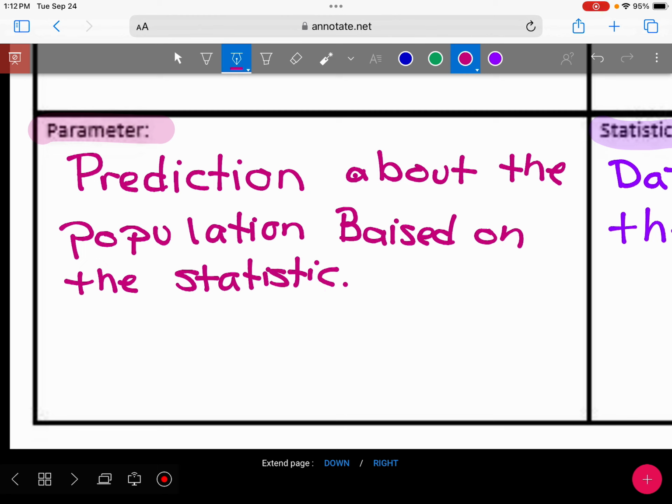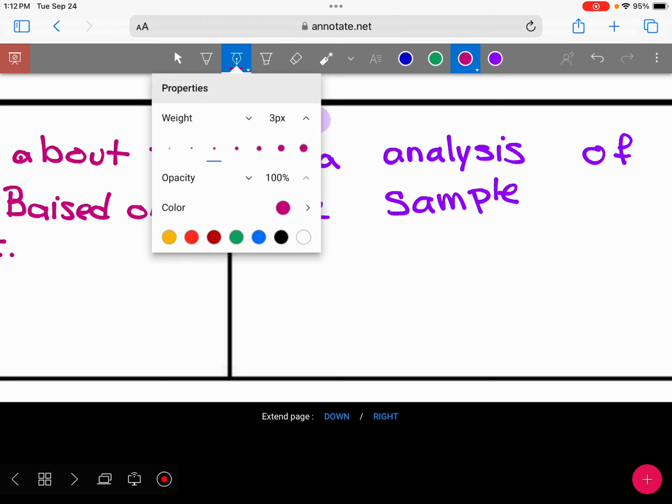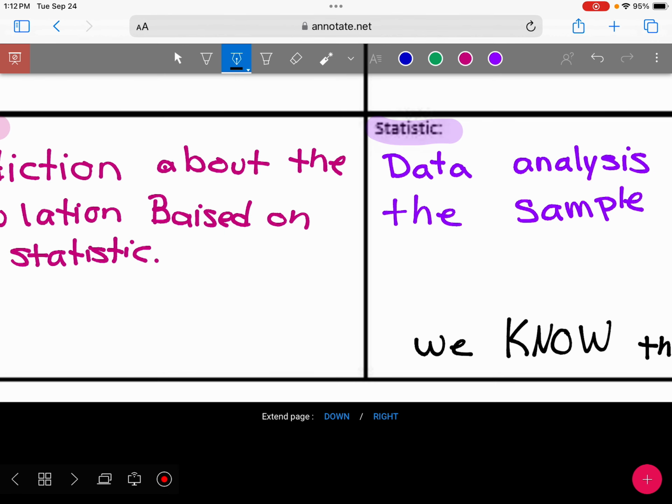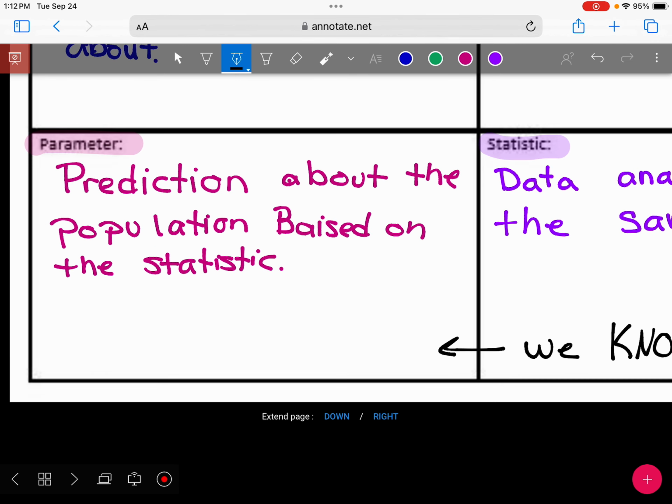So the parameter is a prediction about the population based on our statistic, based on the data we collect. So the statistic is something we know, guaranteed, calculated, we can do this. We know this, we calculate it. We use this to make a prediction. We guess this.